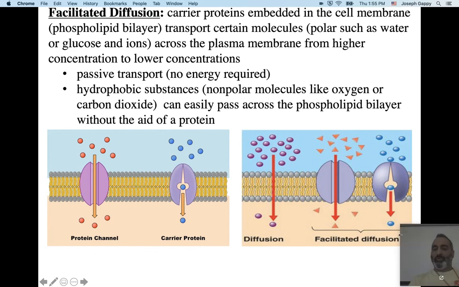Here's another picture showing you facilitated diffusion. There's two kinds of proteins that do it. This is a channel protein and this is a transport protein. This one actually grabs and releases. This one is just a passageway. High to low, high to low. If it goes through a protein, it's facilitated. If it doesn't go through a protein, it is just diffusion.